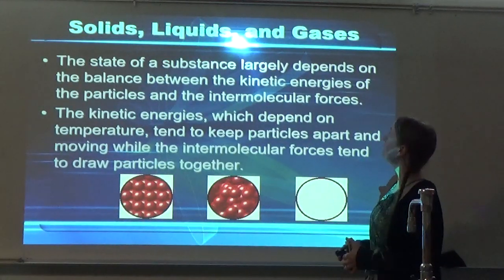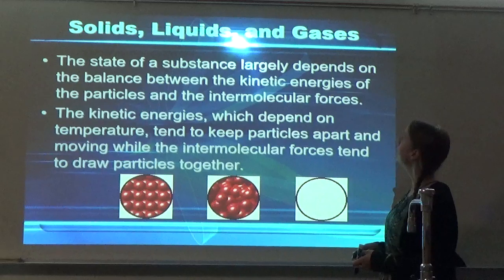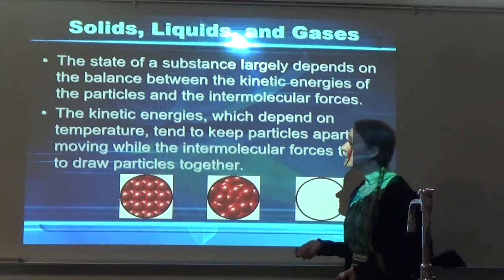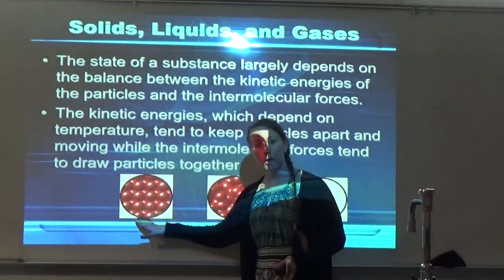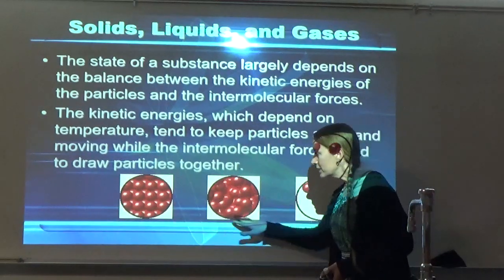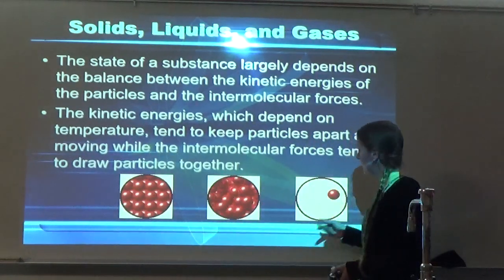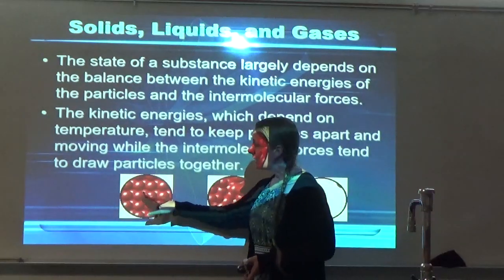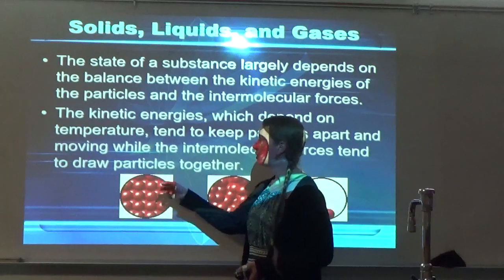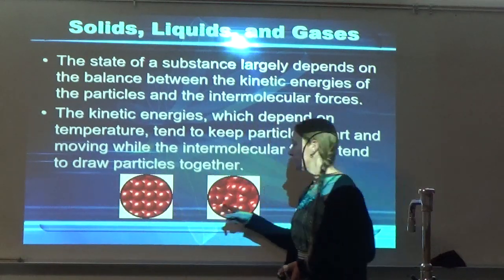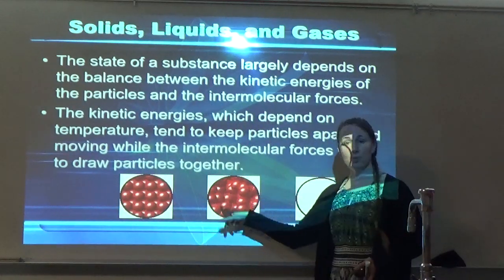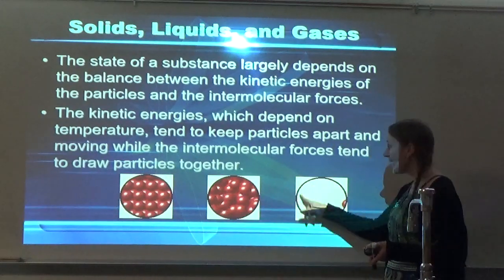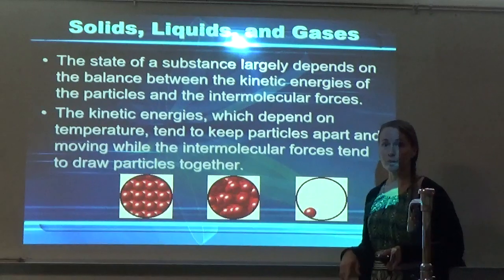So the state of a substance largely depends on the balance between the kinetic energies of the particles and the intermolecular forces. So solid particles tend to move the slowest of the states of matter. Liquids tend to move at an intermediate speed, and gases tend to move the fastest. But because solids are closest together, they tend to have the strongest intermolecular forces. Liquids still tend to have pretty strong intermolecular forces because the particles are still very close. Gases do not have very strong intermolecular forces.